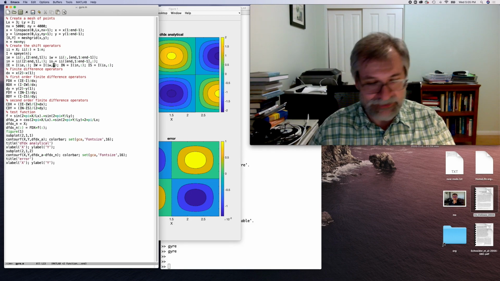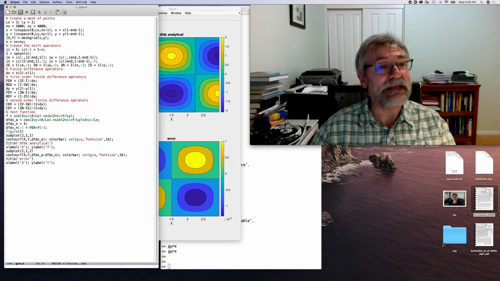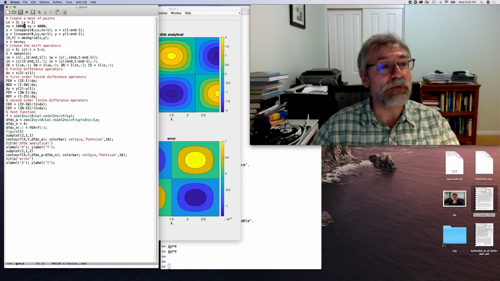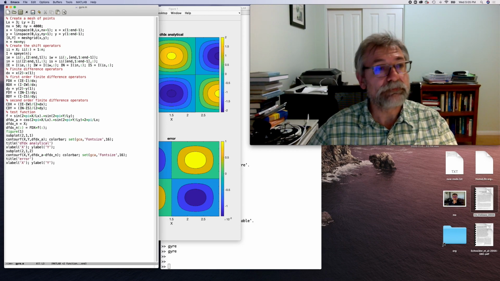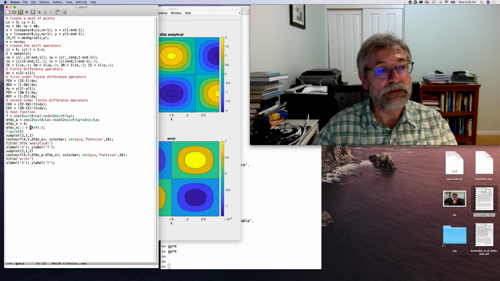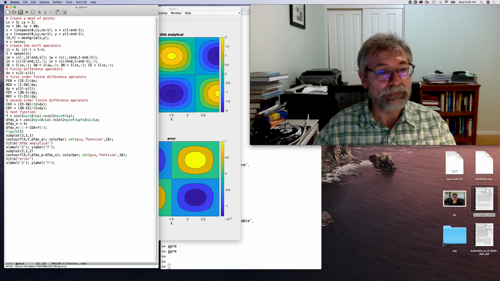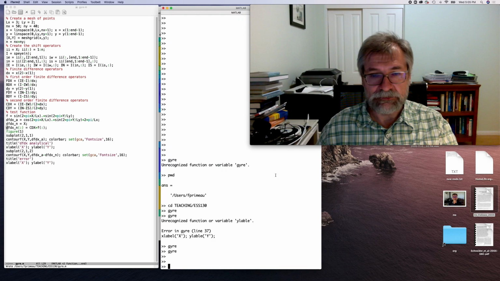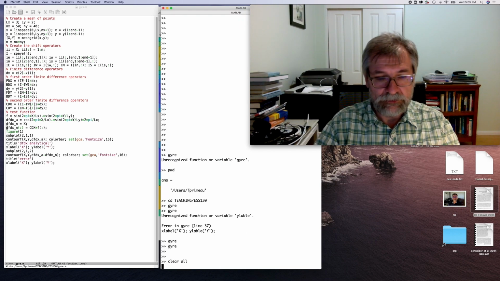So let's try it out, see if that works with the center difference. So I'll start with 50 points and 40 points. And over here, where I do the numerical one, I'll do the center difference approximation instead of the forward difference. All right, let's try it out. So clear all, gyre.